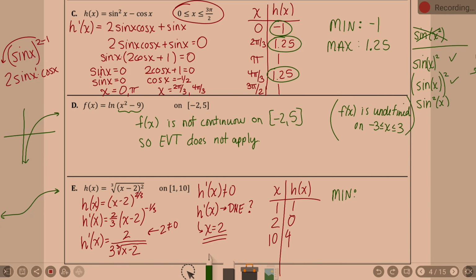What about a min? 0. What about a max? 4. We good? Yep. Okay. Now we're sorting them.